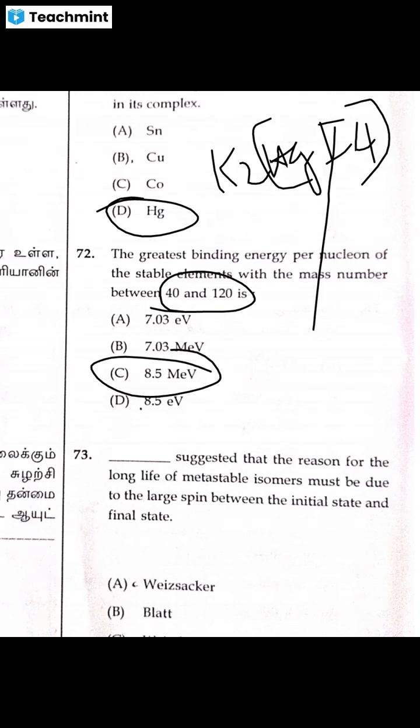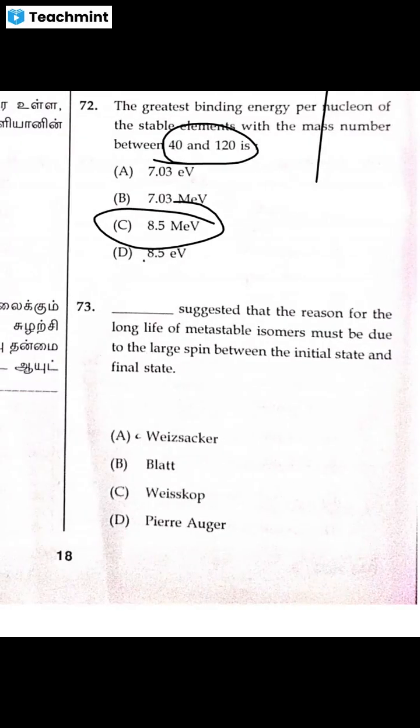Next one, then suggested that, this is a direct statement, so who is the scientist of this? This is Weizsäcker. This is a scientist's name.